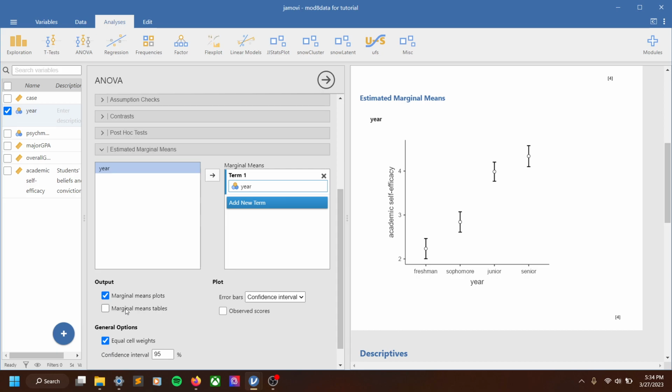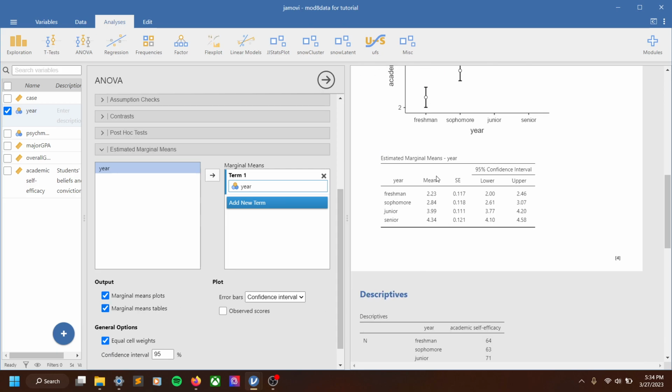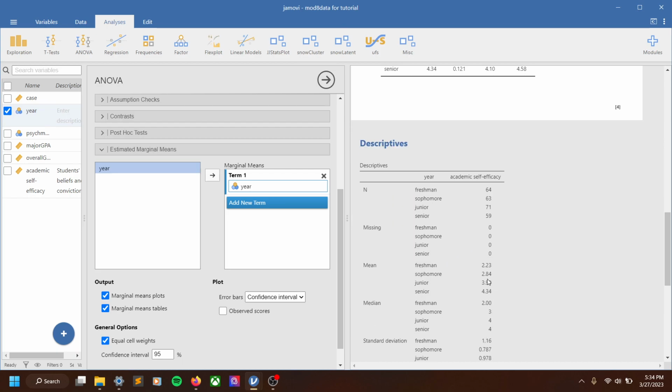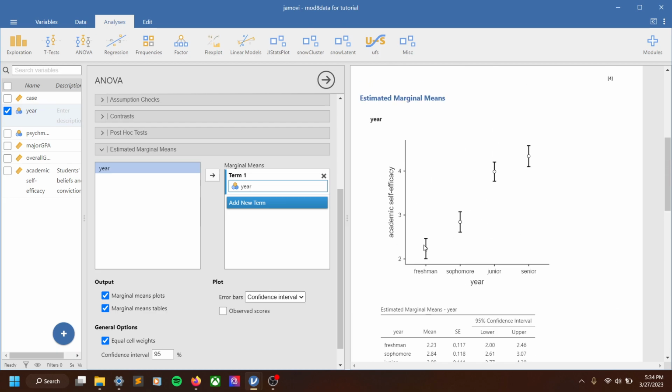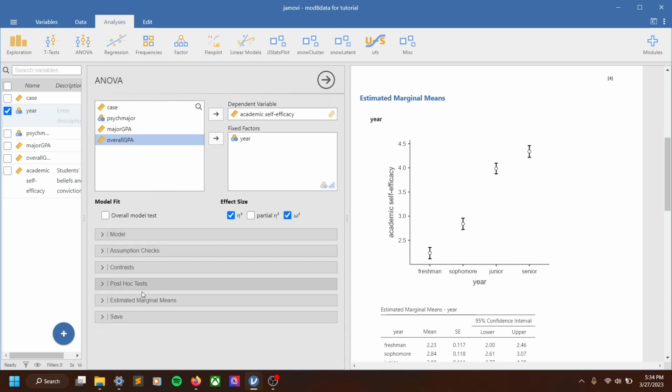We can play around with this a bit more. We could add a marginal means table if we wanted that. So there you can see our estimated marginal means, right? Basically identical to those down there. Standard error, confidence intervals. Here our error bars are confidence intervals. Maybe we can make them standard error. You can see that kind of tightens it up a little bit. We can add our observed scores if we want that. That kind of muddies it up, right? So I encourage you to play around with that.